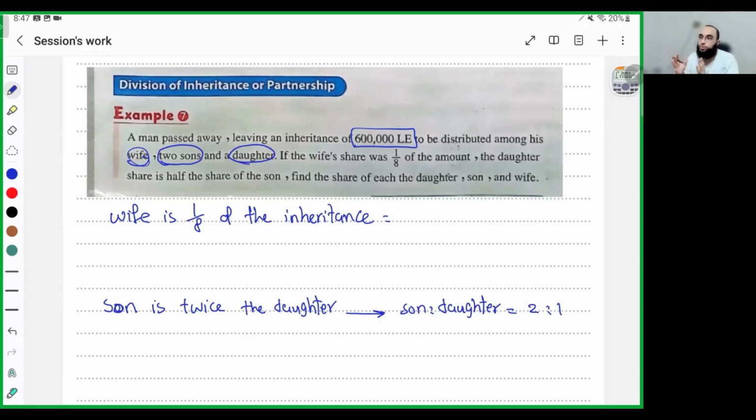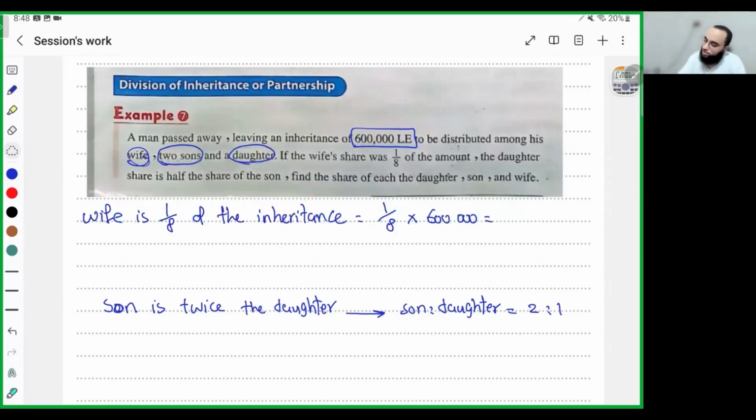Firstly, what is the part, what is the money that the wife has to get? It's 1/8 of all of the inheritance. So the wife takes only 1/8 times the whole inheritance, which is 600,000 pounds. So firstly, we are taking out the wife's share. And this is the first thing. So take out the wife's share before distributing the rest. What is the wife's share? It's 1/8 from the total inheritance. Then it's 1/8 times what? Times 6.